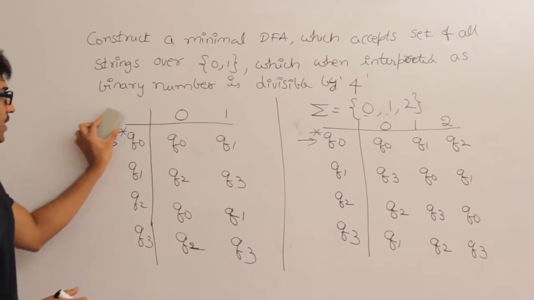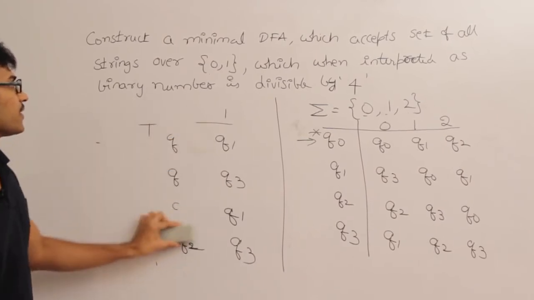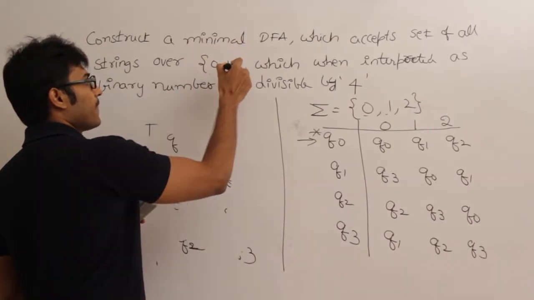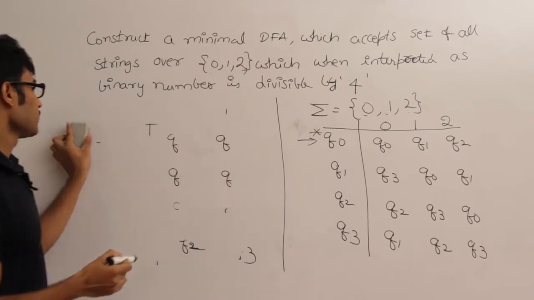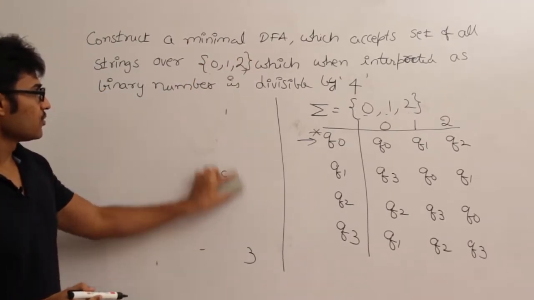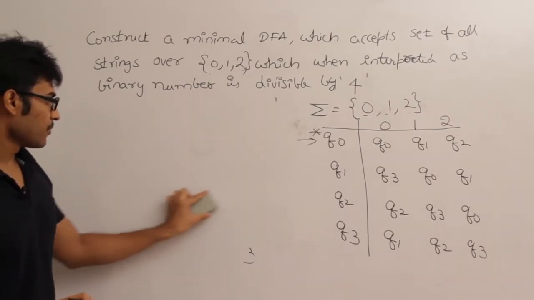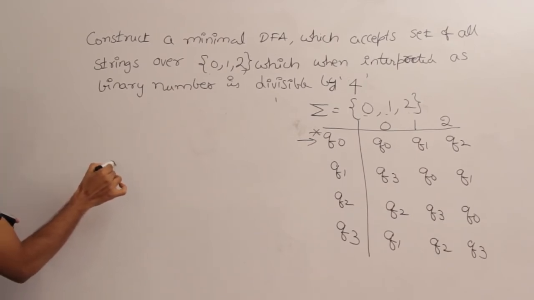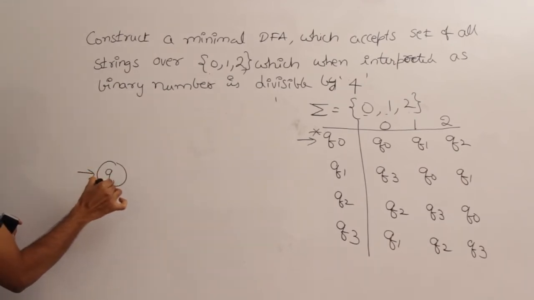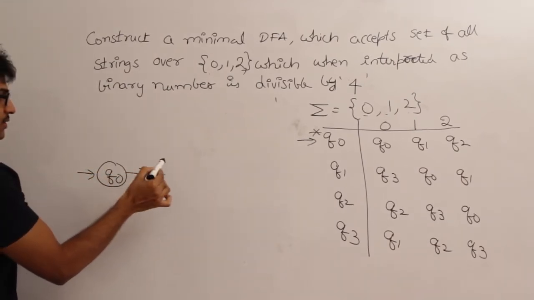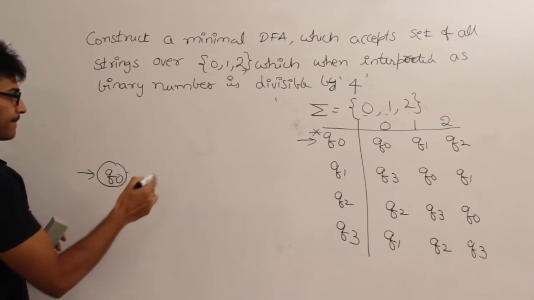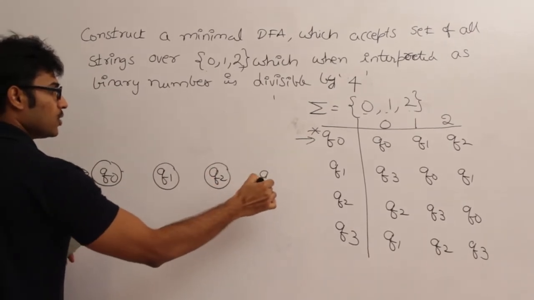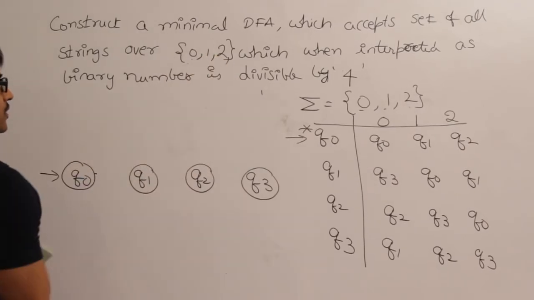Now I am going to construct a minimal DFA which accepts the set of all ternary strings, where the input alphabet is 0, 1, 2, which when divided by 4 give a remainder of 0. I am going to draw the ordinary DFA. How many states will be there? There will be 4 states, because the problem is about divisibility by 4. So let us write Q0, Q1, Q2, Q3.